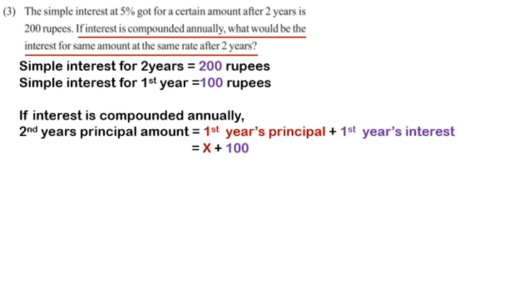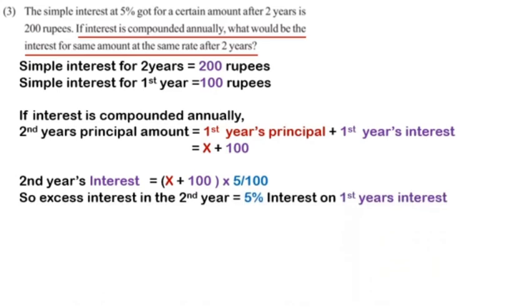Clear children? അതായത് സിമ്പിൾ ഇൻട്രസ്റ്റിലാണെങ്കിൽ നമ്മൾ ഈസി ആയിട്ട് I=PNR വെച്ചിട്ട് ചെയ്യും. കോമ്പൗണ്ട് ഇൻട്രസ്റ്റ് അങ്ങനെ അല്ലെന്ന് ഞാൻ പറഞ്ഞു. അപ്പോൾ കോമ്പൗണ്ട് ഇൻട്രസ്റ്റിൻ്റെ സെക്കൻഡ് ഇയേഴ്സ് പ്രിൻസിപ്പൽ എമൗണ്ട് നമുക്ക് x plus 100 കിട്ടി. Then how much is the second year's interest? x plus 100 into 5 by 100, isn't it?